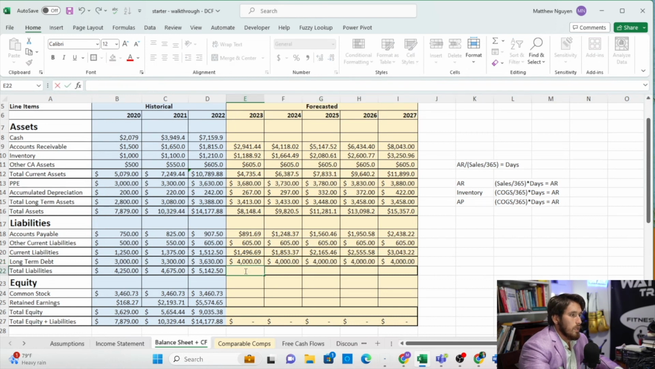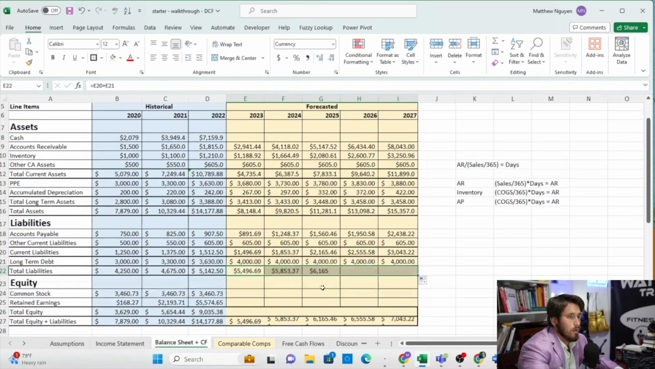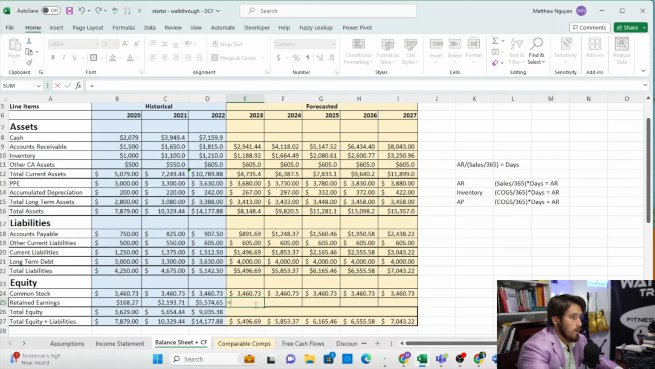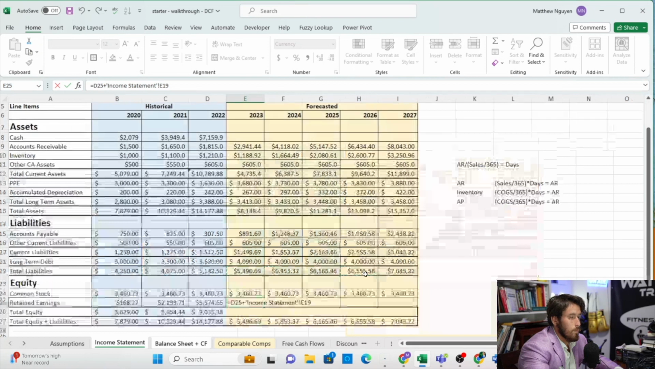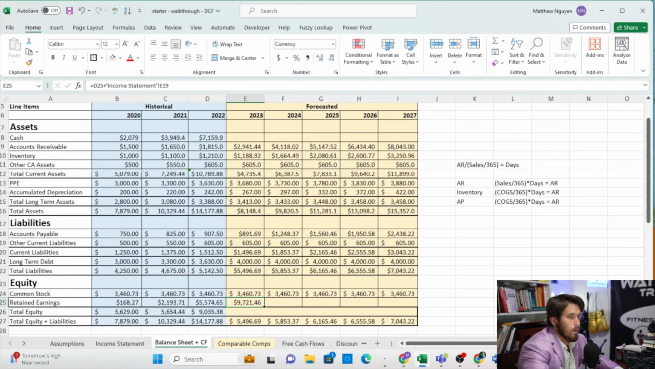Total liabilities, we'll take our current liabilities and add that to our long-term liabilities. Looks good. Common stock is going to remain the same. We're not paying any dividends. So our retained earnings is just going to be our last year's retained earnings plus the net income for that year. Okay, that looks good.